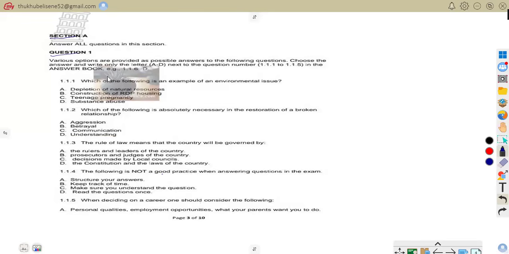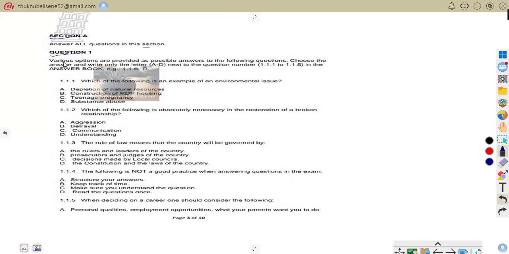Question 1, Section A. It says answer all the questions in this section. So it simply says Section A is a compulsory section. Also, Section B is a compulsory section. You'll see when you go through the instructions. Please don't ignore those instructions.